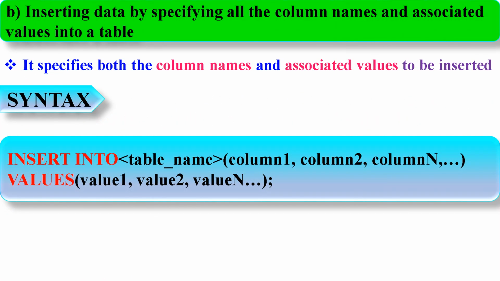The second form specifies both the column names and associated values to be inserted. The syntax is: insert into table_name (column1, column2, columnN, and so on) values (value1, value2, valueN, and so on); Here column1, column2, columnN are the names of the columns in the table for which you want to insert data.